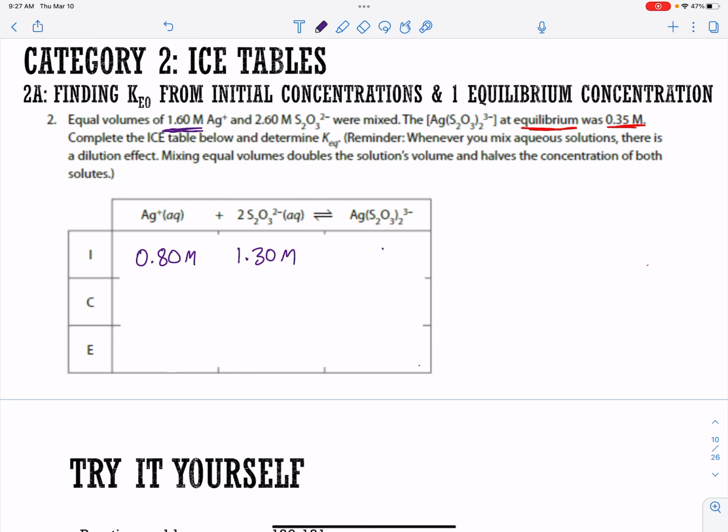And I'm not starting with any of the product there, but it does tell me that at equilibrium, the concentration is 0.35. That one I don't need to divide by 2 because it actually tells me what the equilibrium concentration is. It doesn't tell me that it's being mixed in. So now we're going to complete the ICE table and determine Keq.